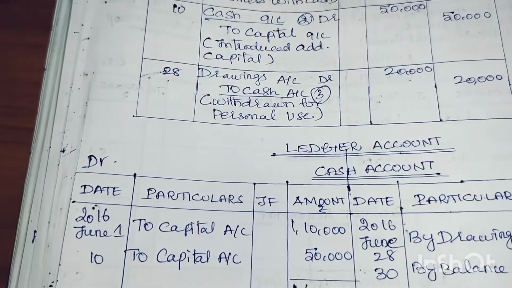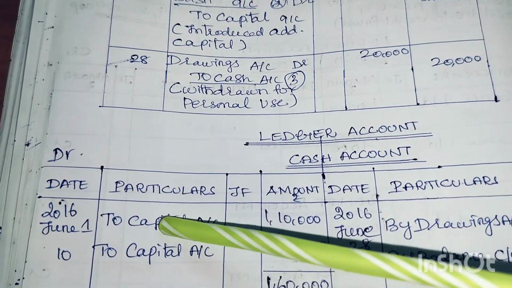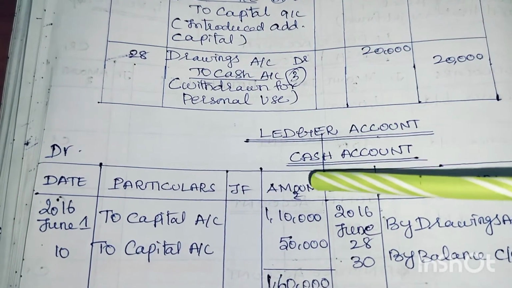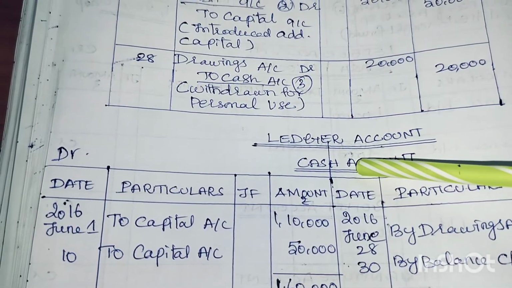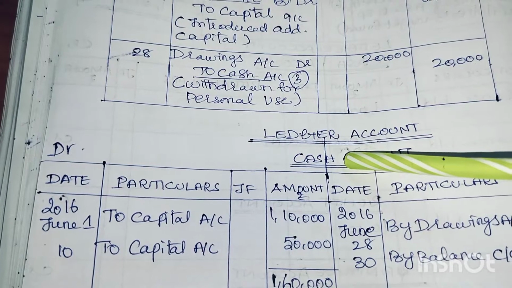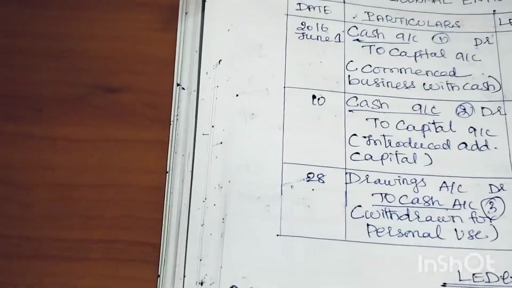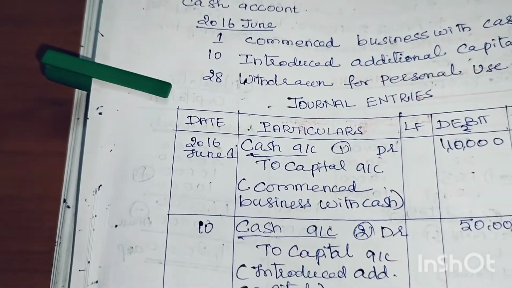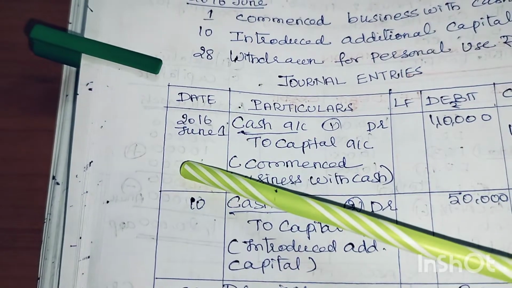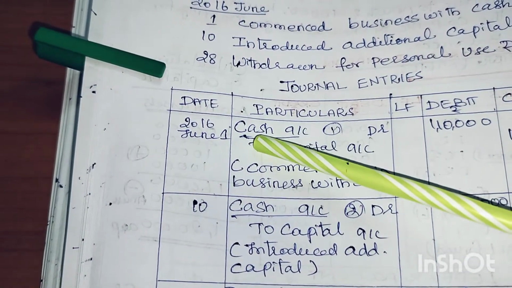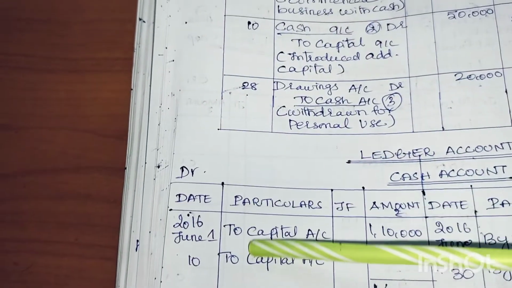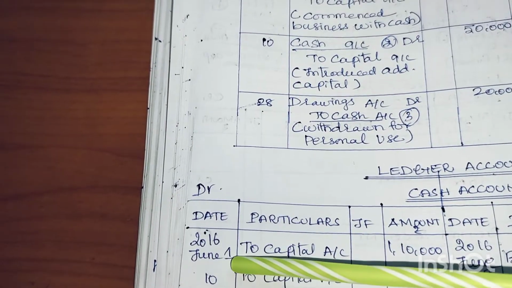We prepare the ledger account in the T format. This is the format of the ledger account. So what is the name of the account? Cash account is the name of the account to post into the ledger account. So we write it on the top middle. Then what is the first cash transaction that occurred? It is on 2016 June 1. On which side is cash? Cash is on debit side. So we go to debit side on the ledger dated 2016 June 1.